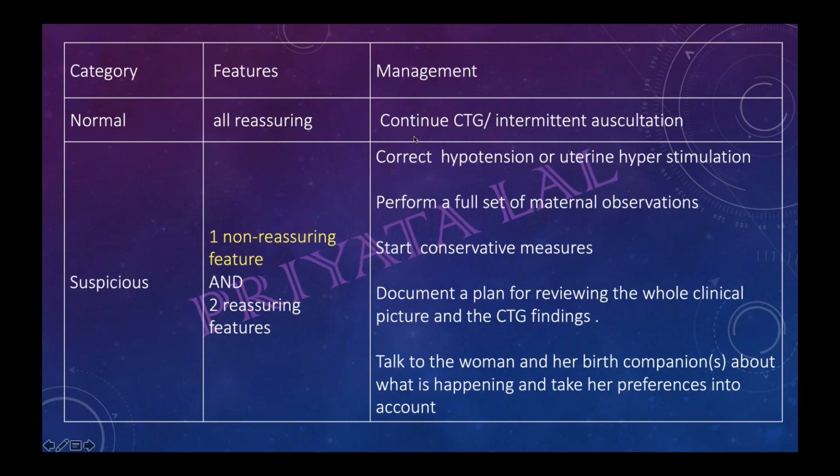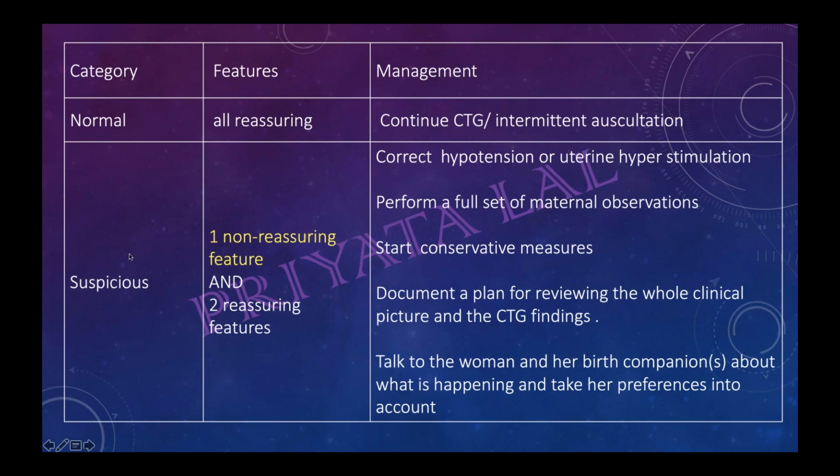In the beginning of the class, we read the indications for continuous CTG monitoring. If the patient has those indications, your answer will be continuous CTG. But if the patient has no indication for continuous CTG, your answer will be intermittent auscultation. Okay, so this is normal.